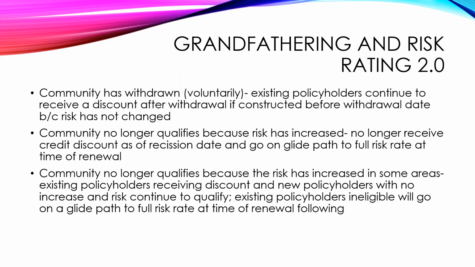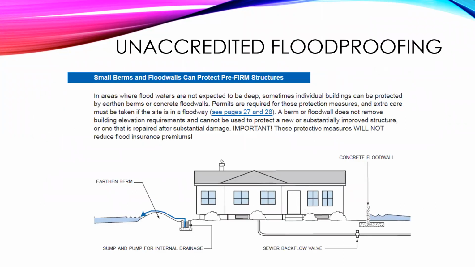And again, we're not quite sure what that's going to look like just yet. But the glide path keeps it below a certain level, so that they can gradually start increasing those payments to get to their full risk rate. And then if some of the areas don't qualify because of a change in risk, those that are still eligible will get their discount, and those that are not, again, are going to go on that glide path to the full risk rate. So we will have to wait and see how that goes.